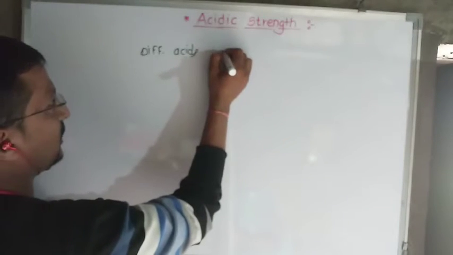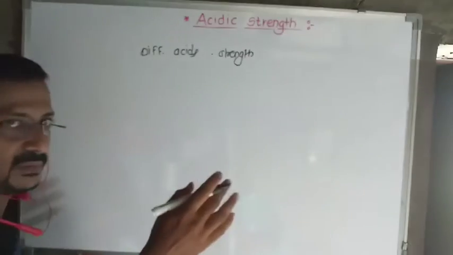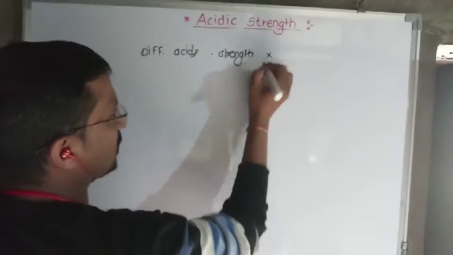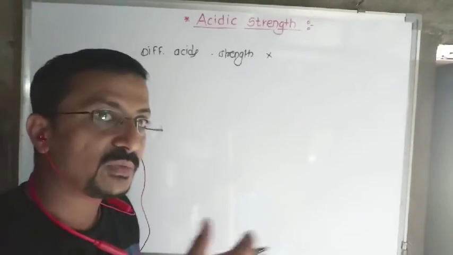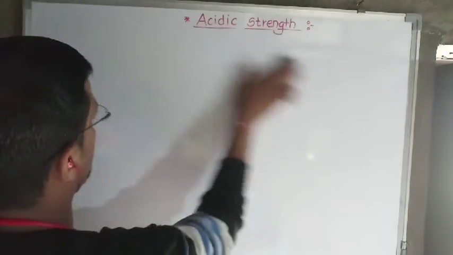Different acids have different strengths, isn't it? They are not equal. So as different acids have different strengths, which one is more, which one is less? Yes, that can be decided by means of some scales, to decide which one is the strong acid and which one is the weak acid.